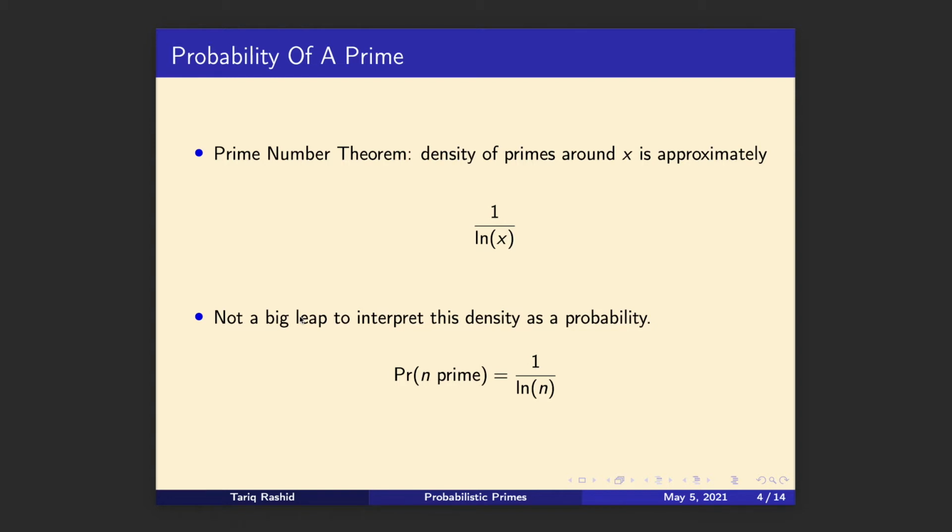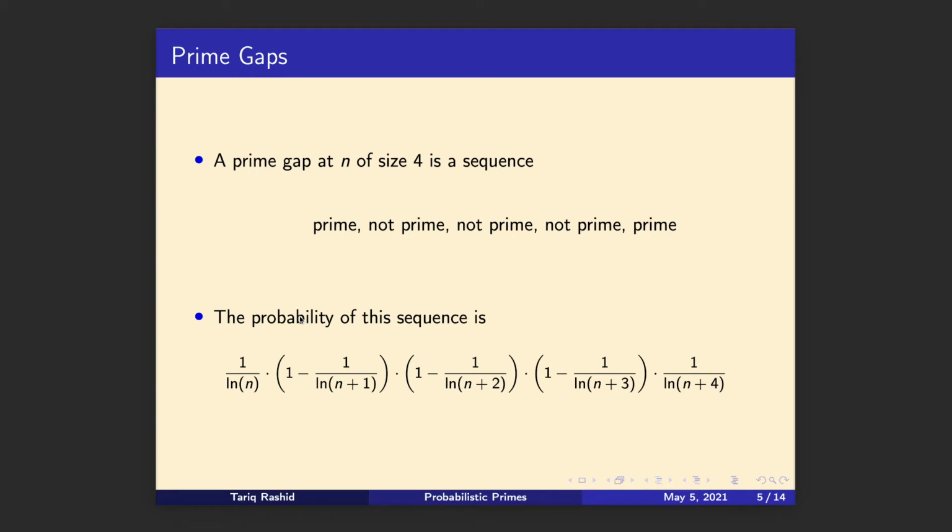So let's think about a prime gap of size 4, just to get started. A prime gap of size 4 means that we have a prime and another prime, but in between we have 1, 2, 3 non-primes.